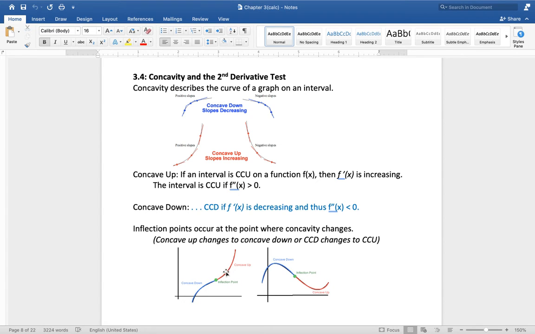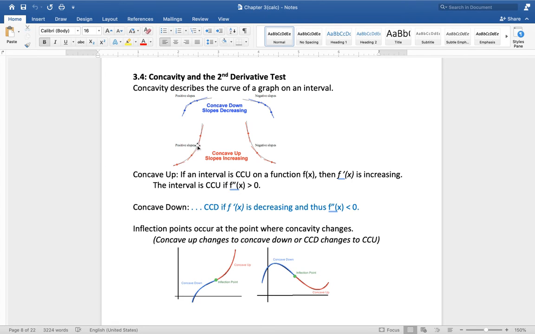Now, the point where it changes concavity from down to up or from up to down is called an inflection point. So an inflection point is where a concavity changes. This is where I want to go to the calculus definition of concavity. Because if I showed these pictures to a third grader, they would be able to look at them and say, yeah, I can see where it curves down or curves up. They can identify that. But here's what it really means.